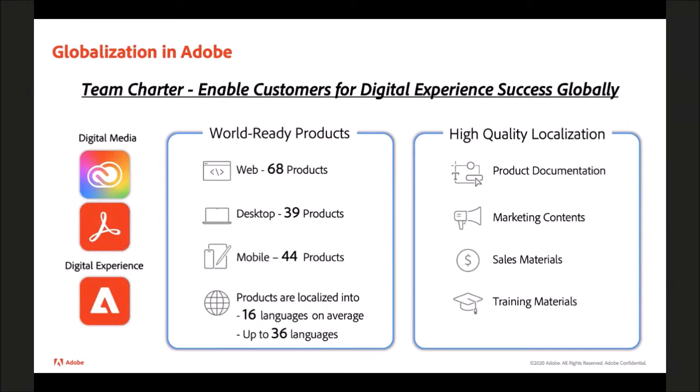By the way, maybe having over 100 products doesn't sound like much for a big company like Adobe, but most of the products we count here are very comprehensive, complicated, and powerful products, such as Photoshop or big solutions like Adobe Analytics. The globalization team is in charge of providing high quality localization of related documentation and materials, including product documentation, marketing content, sales, and training materials. For example, recently we are localizing the product documentation of digital experience solutions into 11 languages, which includes 154,000 localized pages with over 100 million translated words.